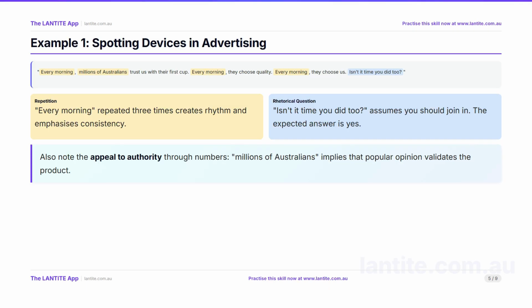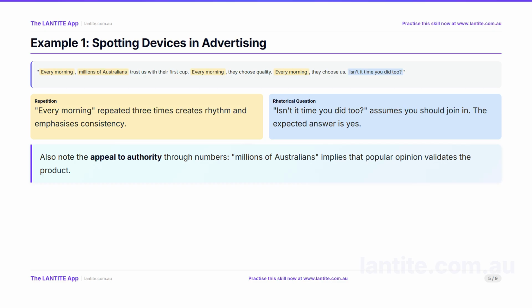Let us spot devices in everyday writing. This is an advertisement. Every morning, millions of Australians trust us. Every morning they choose quality. Every morning they choose us. Isn't it time you did too? Can you spot the devices? The phrase every morning is repeated 3 times. That is repetition, and it creates a rhythm that makes the message feel inevitable.